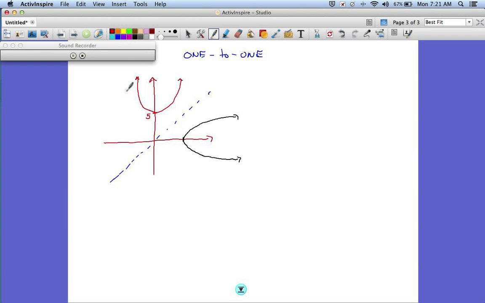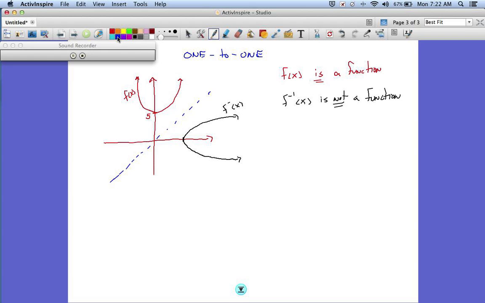Well, if this guy here is f of x, and this guy here is f inverse of x, it's clear to see that f of x is a function. But f inverse of x is not a function. And that's because of our vertical line test.